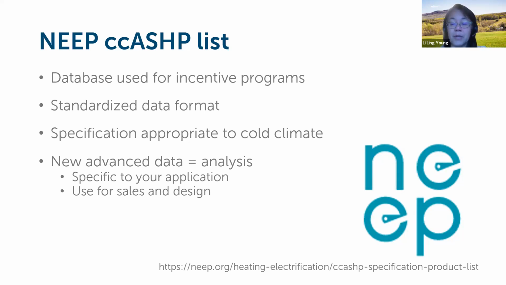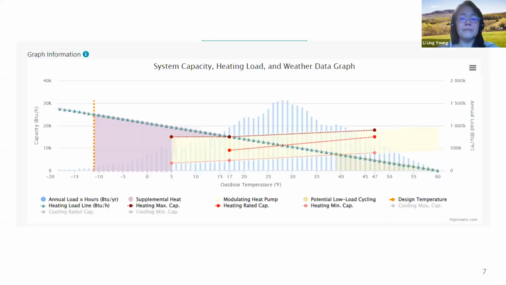And I have put the link down there. Bryn, I don't know if we're going to share these slides out, but even if you don't end up with that link, it's not hard to find the list. You're looking for the NEEP cold climate air source heat pump list. And it's easy to find, and I'll show you in a moment here how to use it. All right, next. So this is what I call a visualization tool. This is what it looks like after you do an analysis.